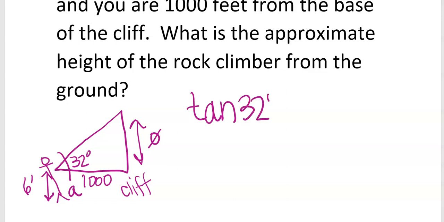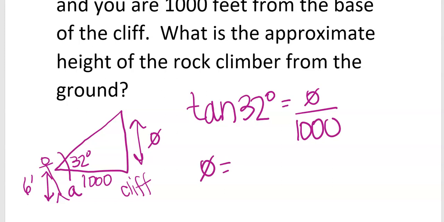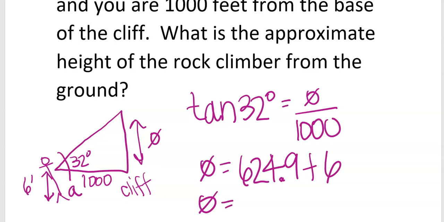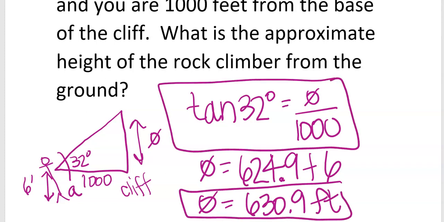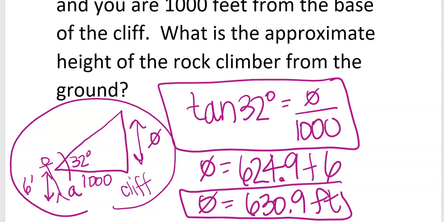So tangent 32, opposite over 1,000. Again, we multiply. 1,000 tangent 32. And then do we add on or take off the 6? Add it on because the person started at the base of the cliff, not 6 feet up. So we're adding 6. And feet. So I need basically those things.